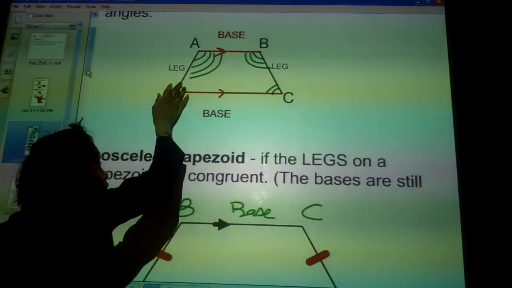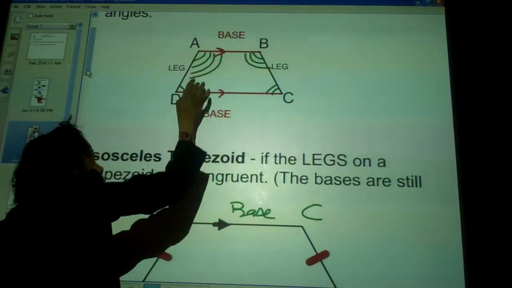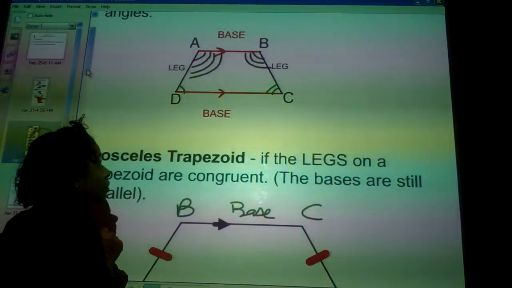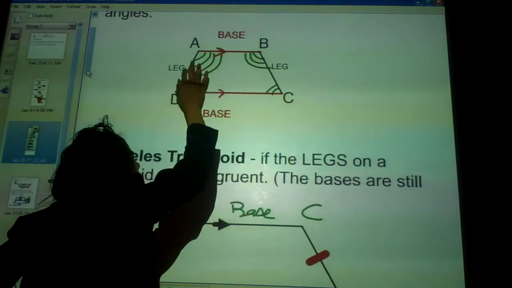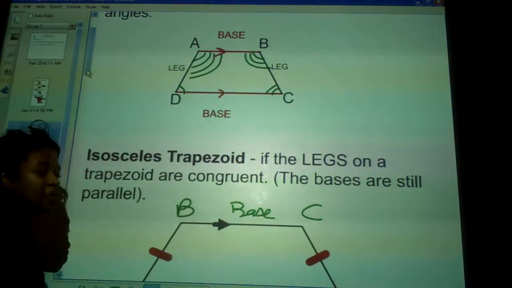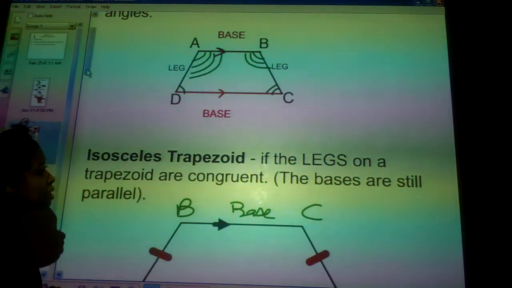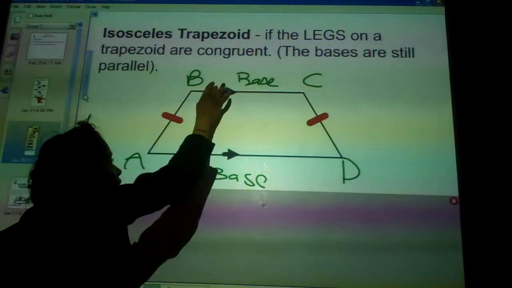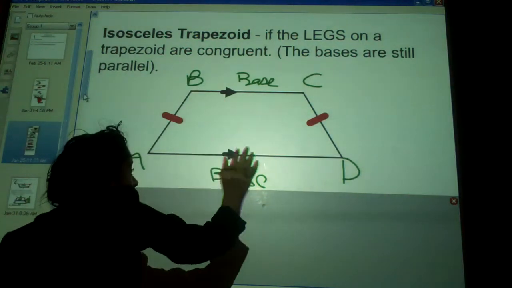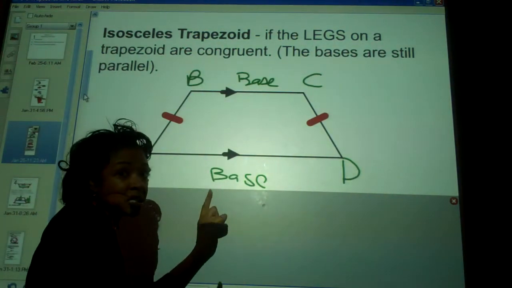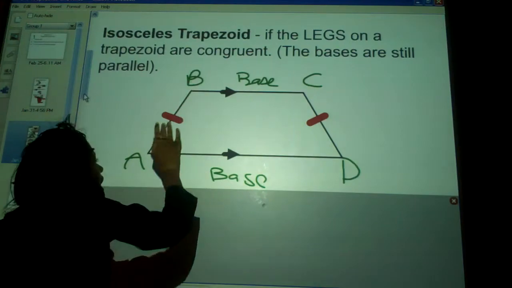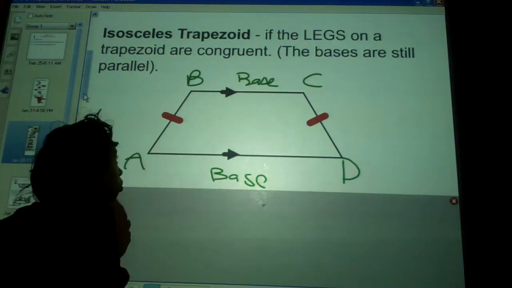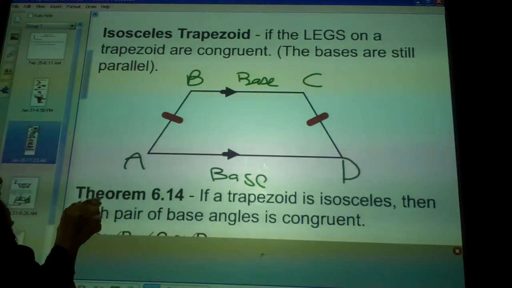On a regular trapezoid, remember the key thing is that you will have one pair of parallel segments. However, on a regular trapezoid, it doesn't necessarily mean that the two segments that are not parallel are congruent. But on an isosceles, you have one pair of parallel segments that are not necessarily congruent, and then the other two non-parallel sides will be congruent.